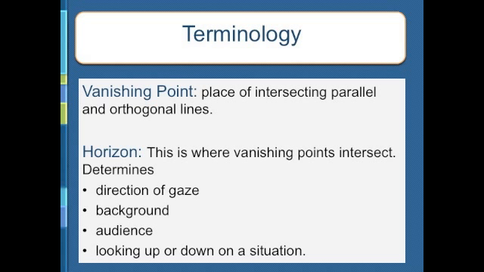A couple other aspects, we talked about horizon. Vanishing point we didn't talk about. Vanishing point is essentially the place of intersecting parallel and orthogonal lines. So when we drew those red lines, it's the point at which they met. Now the horizon essentially sits at where these vanishing points intersect. It helps determine the direction of the gaze of an audience member, or excuse me, of a character in there, the background of the image, where the audience should be looking at, and whether we're looking up or down in a particular image.